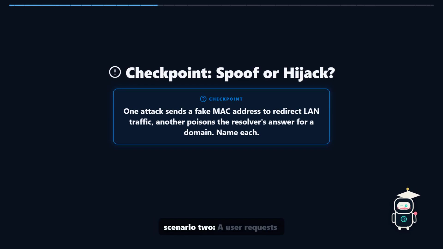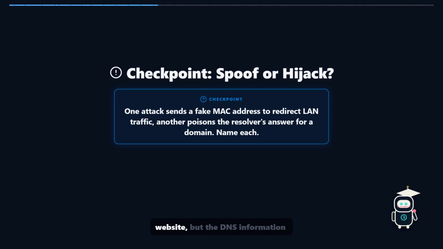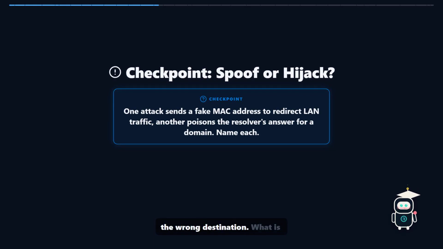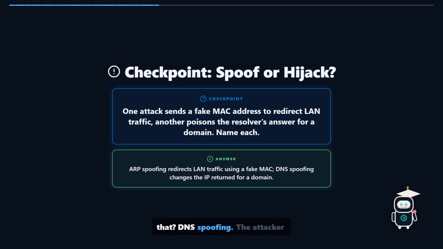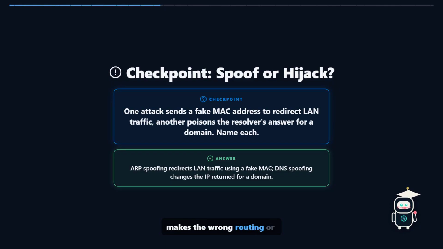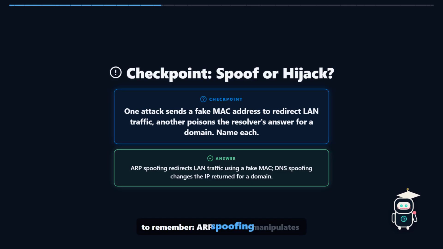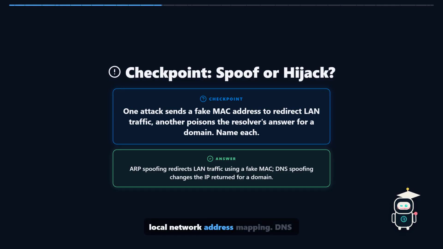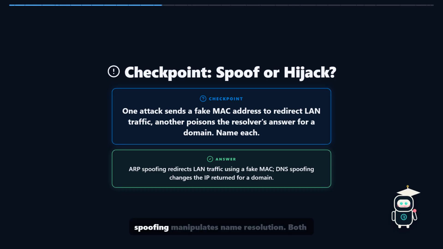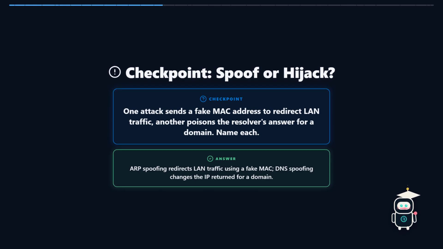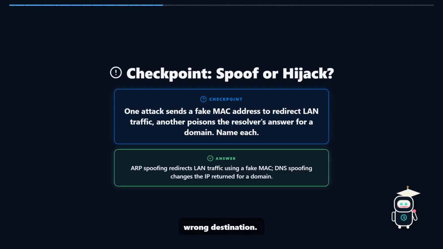Now, scenario 2. A user requests the address for a legitimate website, but the DNS information they receive points them toward the wrong destination. What is that? DNS spoofing. The attacker is manipulating or supplying false name resolution information so the victim makes the wrong routing or trust decision. Here's the distinction to remember. ARP spoofing manipulates local network address mapping. DNS spoofing manipulates name resolution. Both rely on false information causing another system to trust the wrong destination.